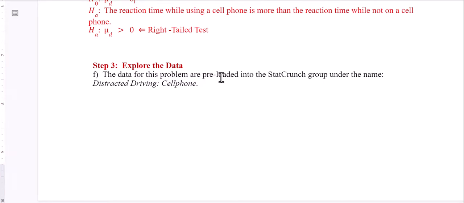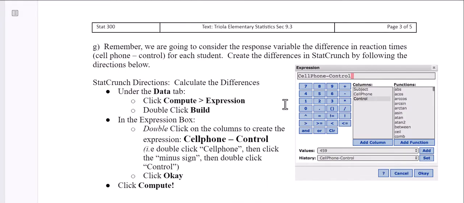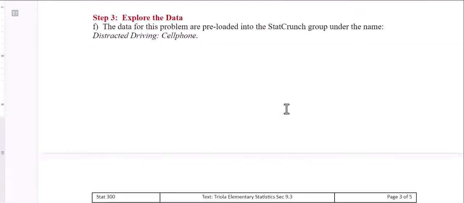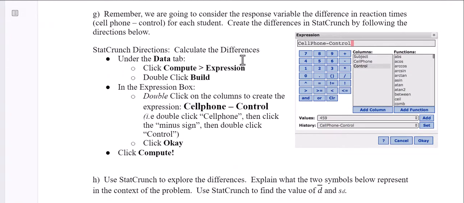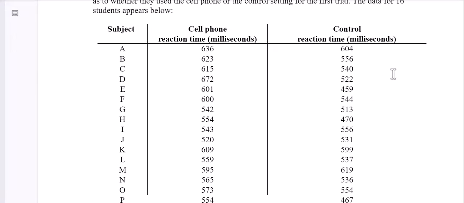The data for this problem is preloaded in the StatCrunch group under the name Distracted Driving. You can pause the video, log on to StatCrunch, go to our group for this class, and find the data, Distracted Driving. These instructions are essentially going to take our data and construct that column I was talking about, a column of the differences.